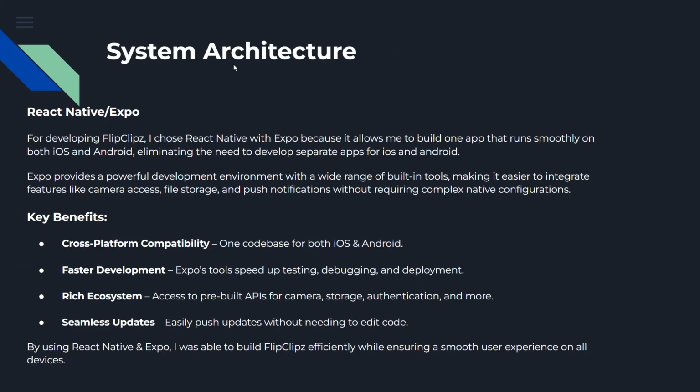Let's move on. So my system architecture, the app is made on React Native Expo. This is a great developing tool. I've found it to be super easy to develop on, as it has a bunch of tools that make it super easy to develop on iOS and Android at the same time. It has lots of cool features like camera access, file storage, push notifications, and it doesn't require crazy back-end work.